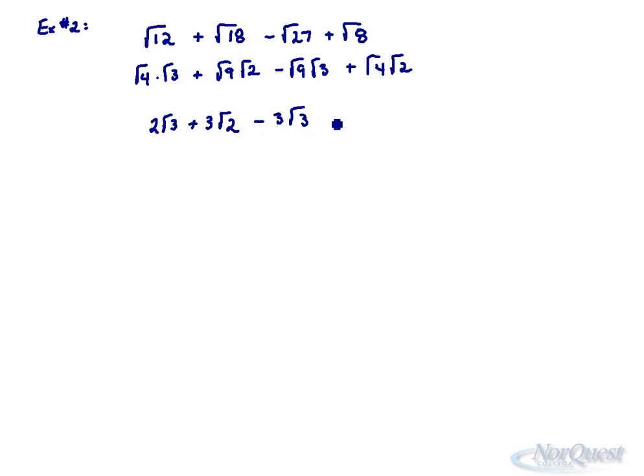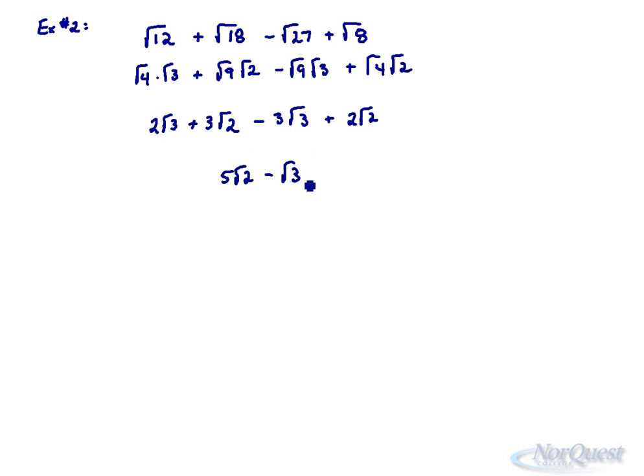Square root of 4, 2 root 2. So the faster you get at the perfect squares, the faster you'll be able to simplify the individual terms. And now it's just a matter of collecting like terms. The root 3's get added to root 3's. The root 2's get added to root 2's. So 3 root 2 and 2 root 2 is 5 root 2. 2 root 3 minus root 3 is minus root 3.